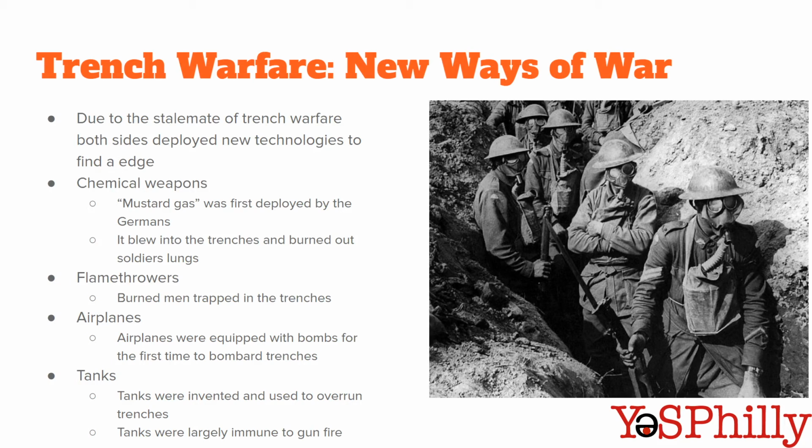Then airplanes start to be used for the first time, where they can drop bombs on trenches. So we start seeing airplanes be used for the first time because they had just been invented within the last 10 years. And they're getting dropped on trenches to get around this trench warfare. And then tanks were also invented during World War I to overwhelm the trenches. And the tanks are immune to gunfire. They're immune to flamethrowers. All right? And so they're able to just run over trenches.